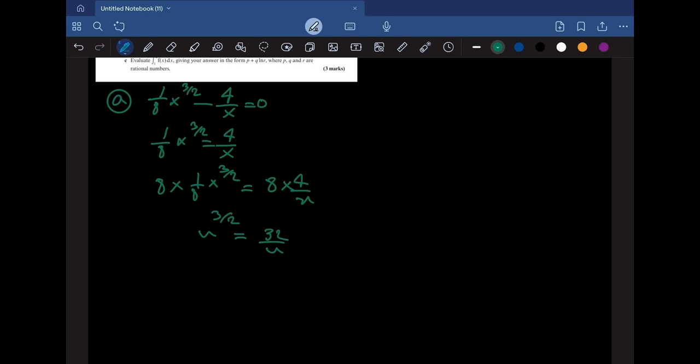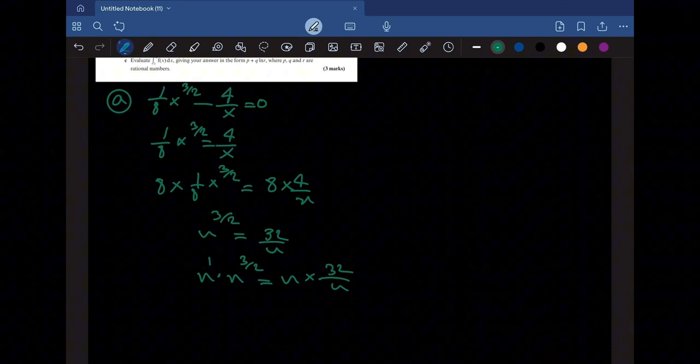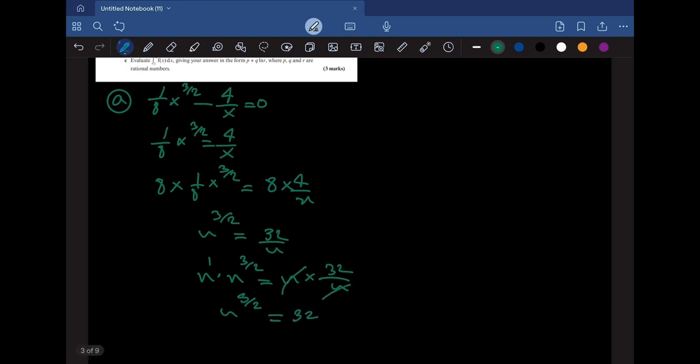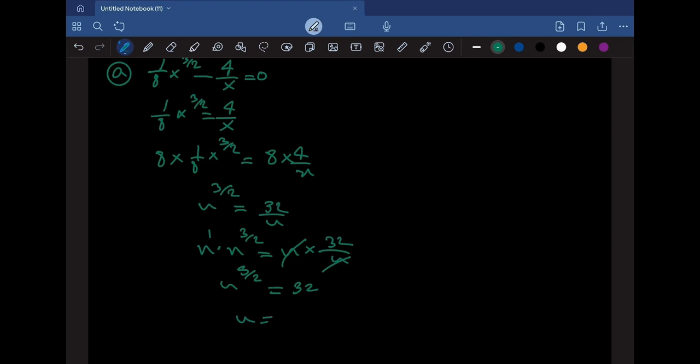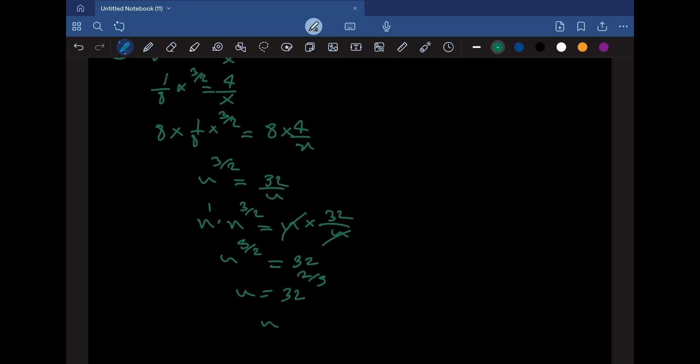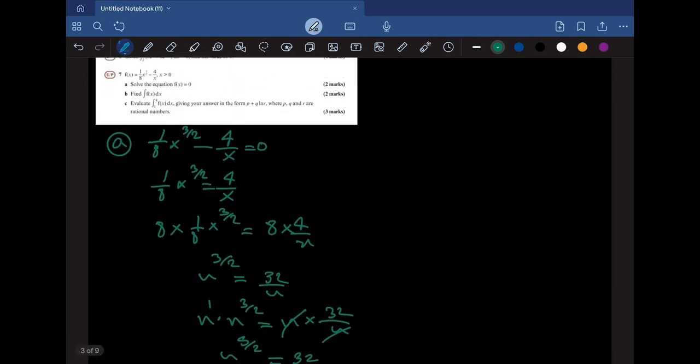Now we will multiply both the sides with x. So it becomes x into x^(3/2) is equal to x into 32 by x. We know x has a power of 1, and when something is multiplied, the powers get added up. So x^(3/2) plus 1 becomes x^(5/2) is equal to 32, because these two x cancel out. Now x is equal to 32 to the power 2 by 5, so it will become x is equal to 4. So this is our final answer for part A.